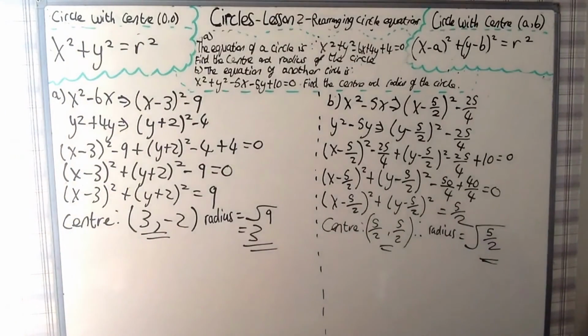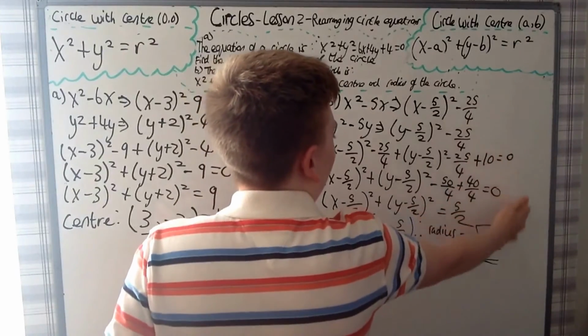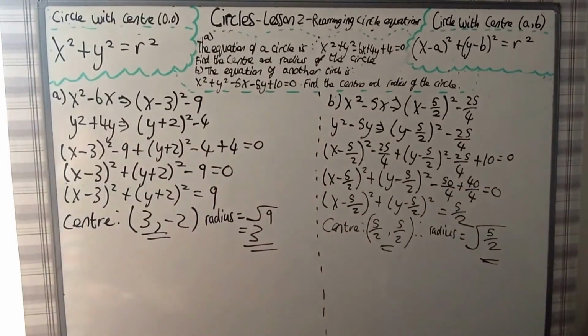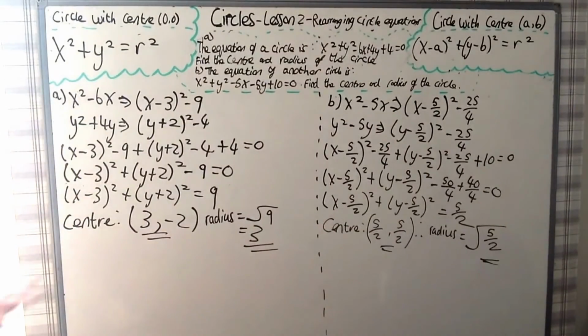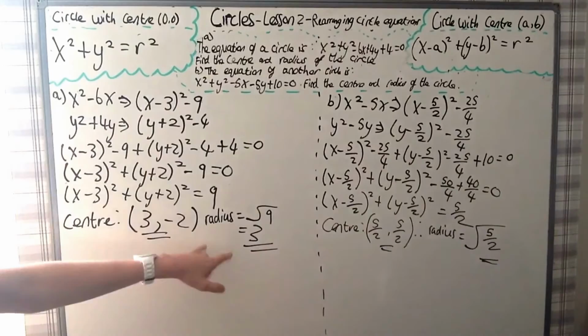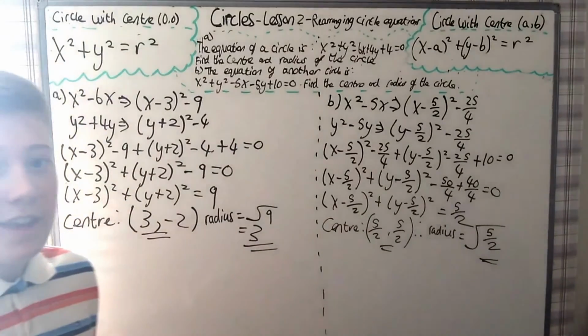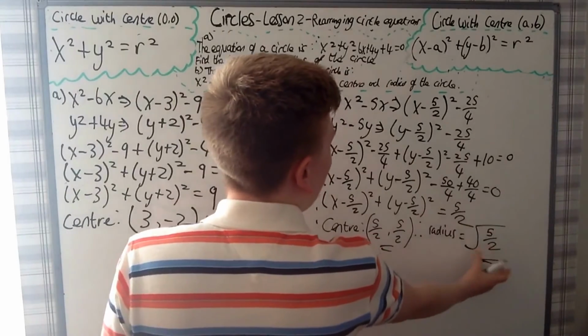Now the problem with a Core 1 exam is you could easily get a question like this, and you might doubt yourself because you'll get an answer like that, the square root of 5 divided by 2. And it looks like you've done something wrong because you'd expect to get an integer as an answer, a whole number. But that's not necessarily the case at AS level. You could get an answer in this form and you could have done it right.